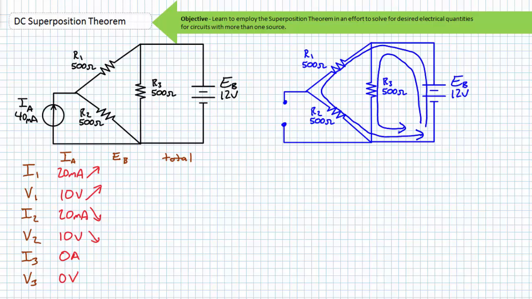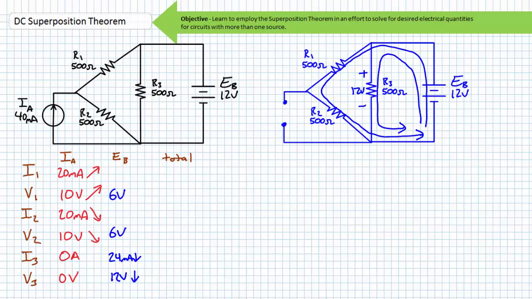following paths. Given R3 is perfectly in parallel with the EB source, we can say that there is a 12-volt drop across it, and Ohm's law dictates that there will be 24 mA of current through it, where the polarity of the voltage drop is positive to negative, top to bottom, and current will travel top to bottom.